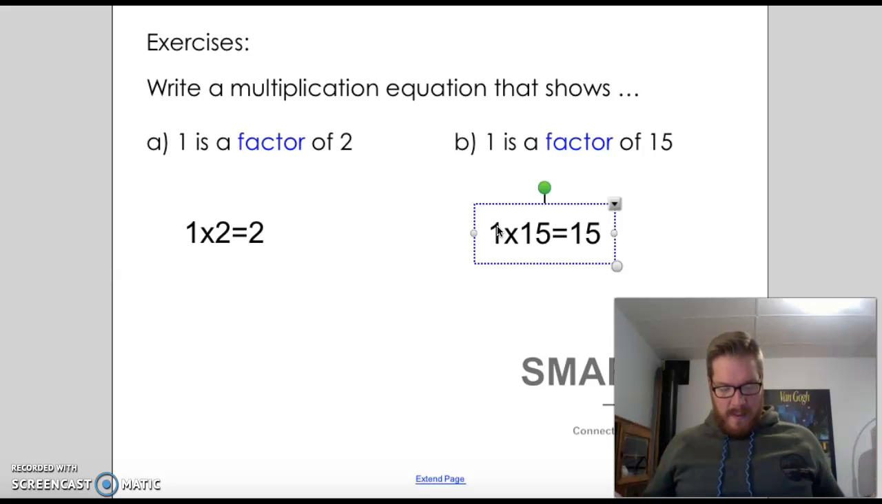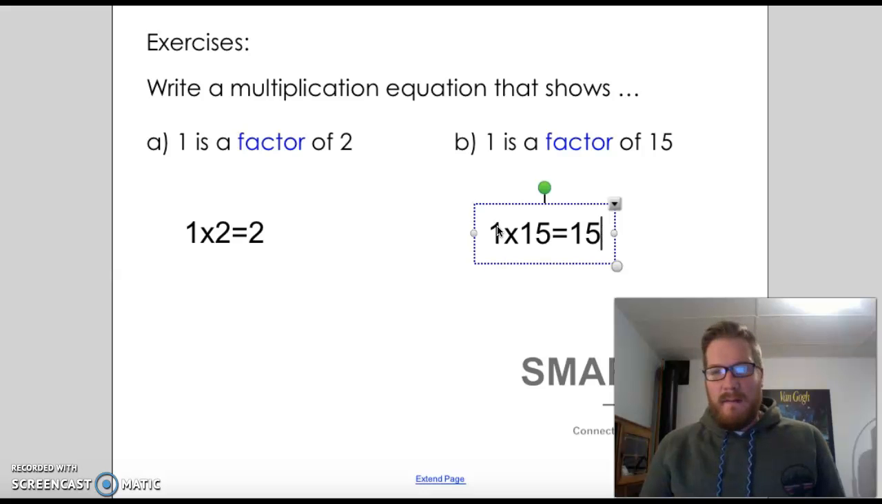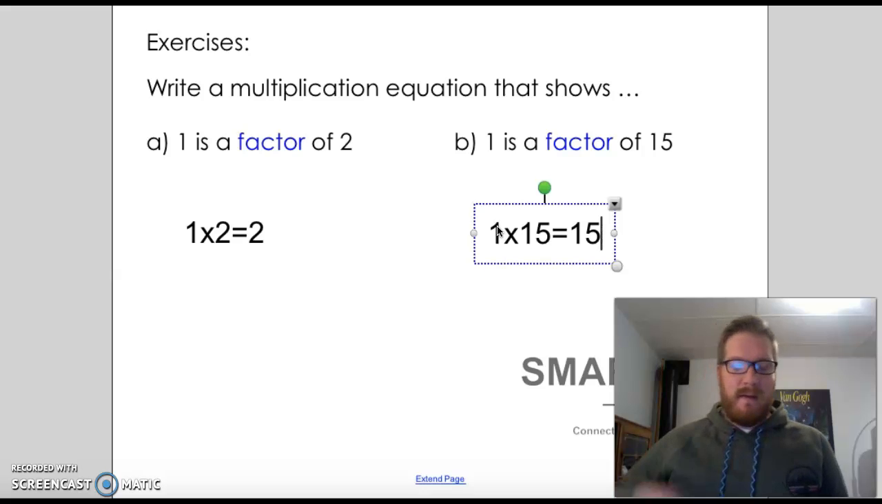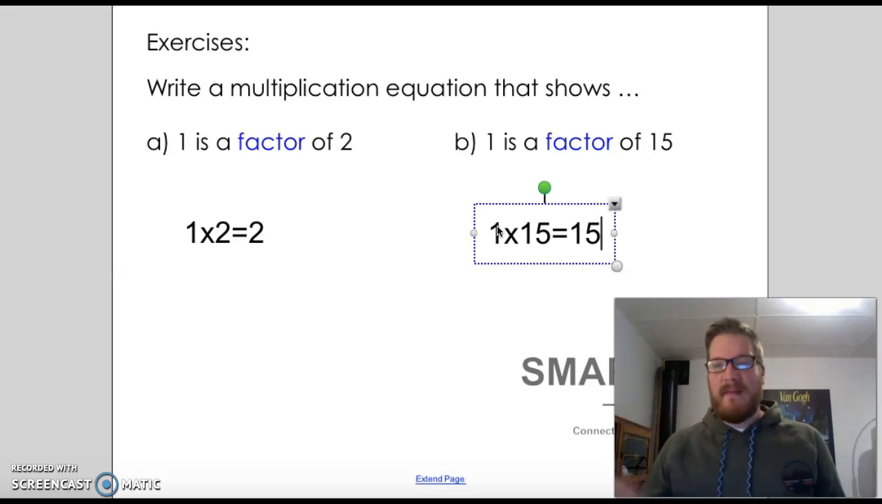Now, 1 is going to be a factor of every number, because every target number times 1 is going to be the number. And so 1 is going to be a factor of every number. And if you skip count by ones, you're going to hit every whole number. So that's maybe a little bit obvious, but it's good to remember that 1 is going to be a factor of every number.